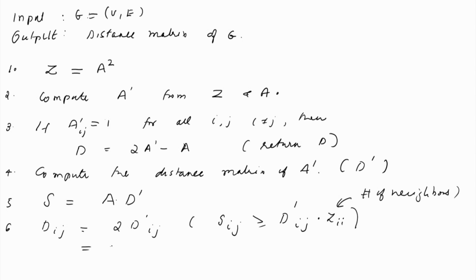And d_ij is equal to 2 times d'_ij minus 1 if S_ij is less than d'_ij into Z_ii. So, this is how we compute the all pair distance matrix. Now, the question becomes, if we have the all pair distance matrix, can we use that to compute the shortest path? That will be the next topic.